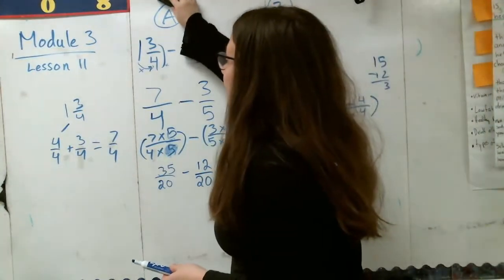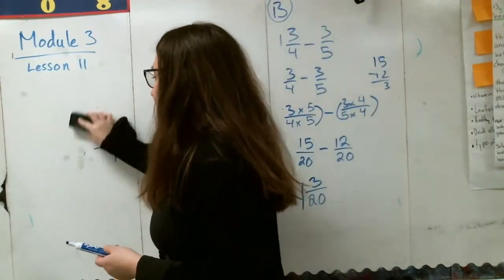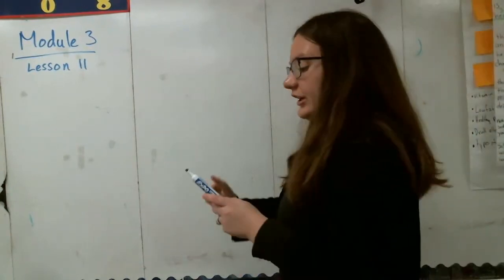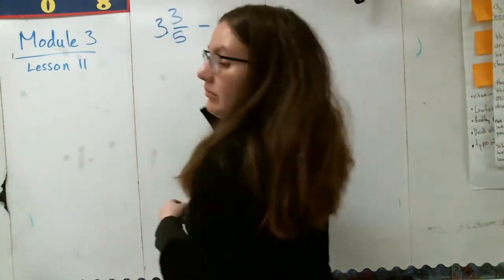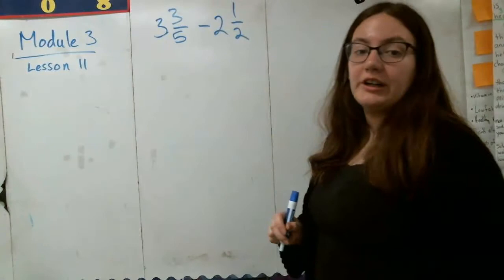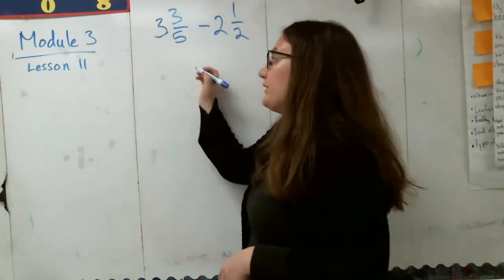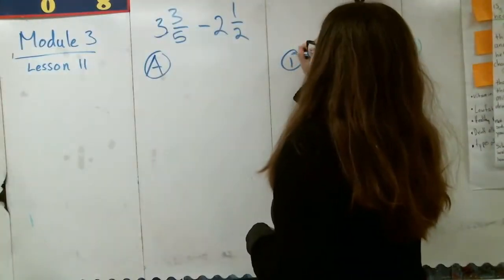And now we're going to do one more problem. So go ahead and flip your notes over. And for this problem, we are doing 3 3/5 minus 2 1/2. So we're going to be subtracting first, just like all the other problems, our whole numbers. And I'm going to be doing this with option A, and then doing this again with option B.